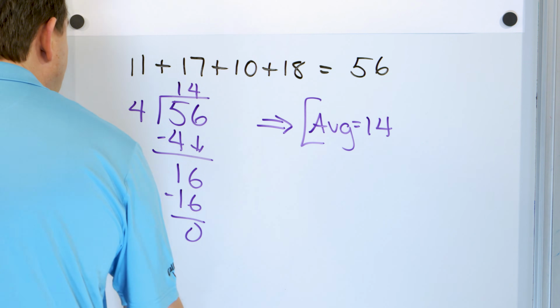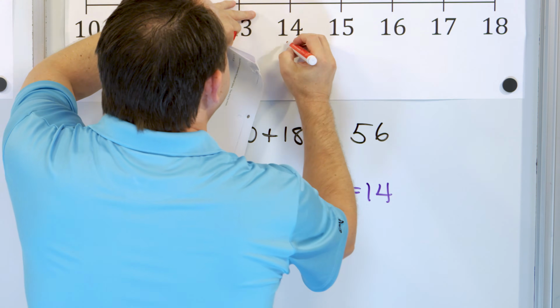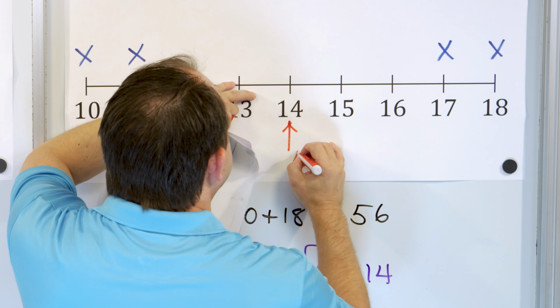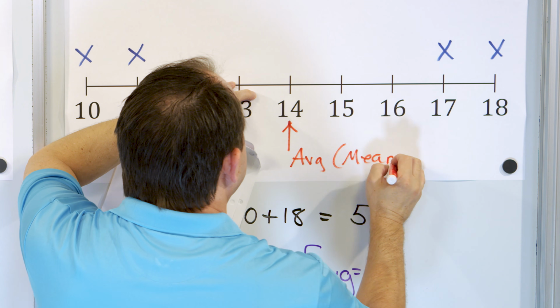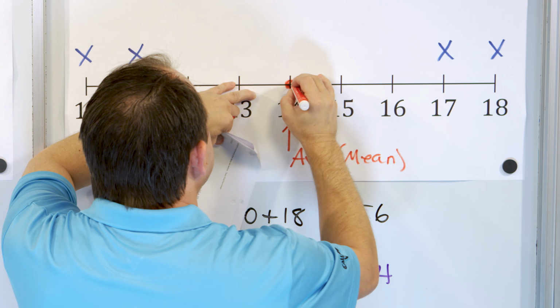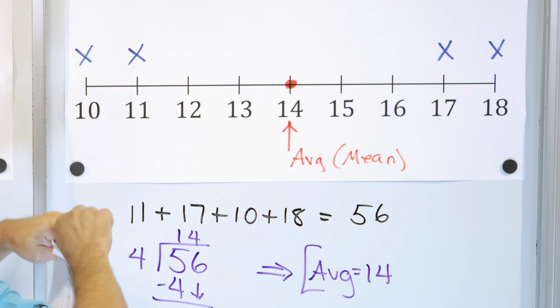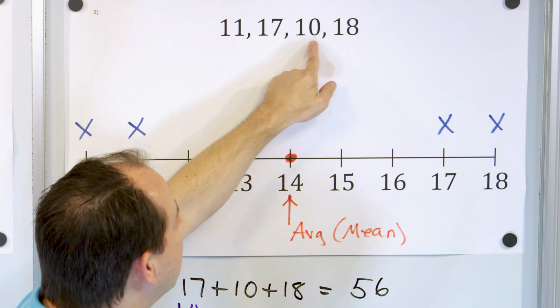So where does that fall? If I look in my chart, right here is 14. This is the average, also called the mean, right? And I'm going to put a little dot here. And notice again that the number 14 itself does not appear in my data set.